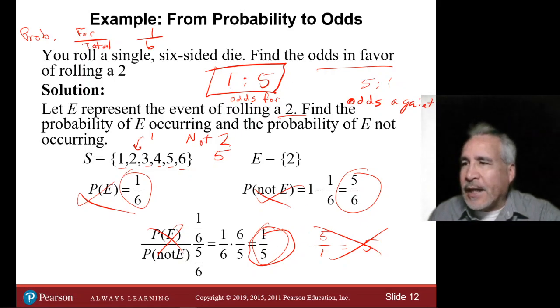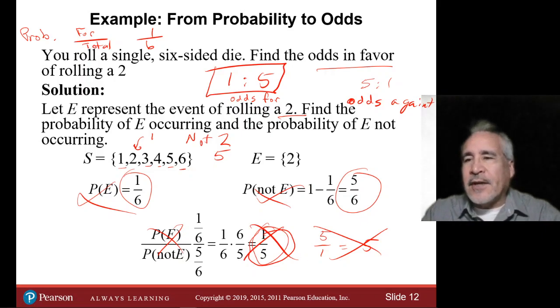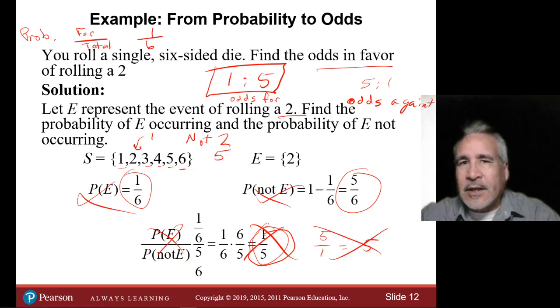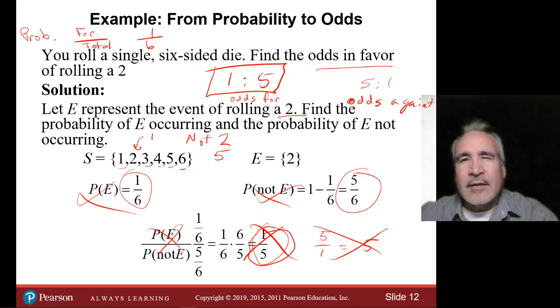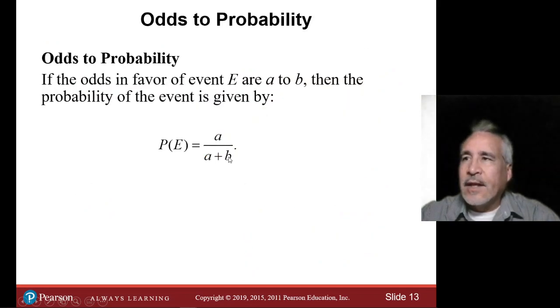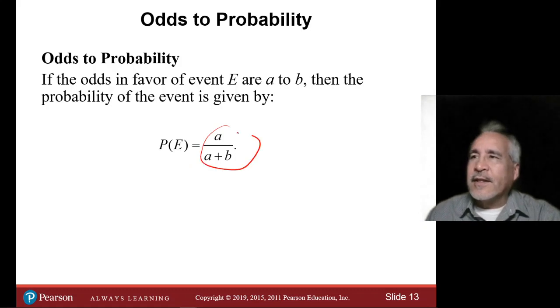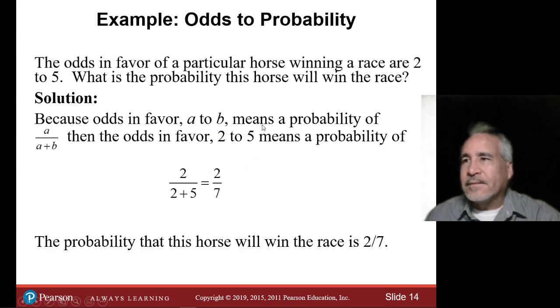And again, I don't even like looking at these numbers as a fraction, because it makes you want to turn it into a decimal, and it's a different way of doing the counting. Okay, but we can get there. So all this means is, just count differently. Just count differently. Okay. The odds in favor of a particular horse winning a race are 2 to 5.